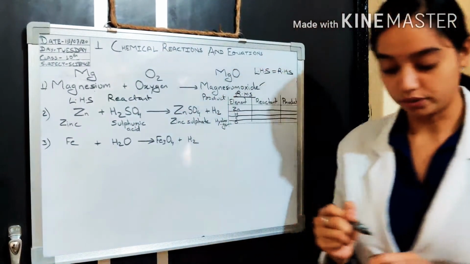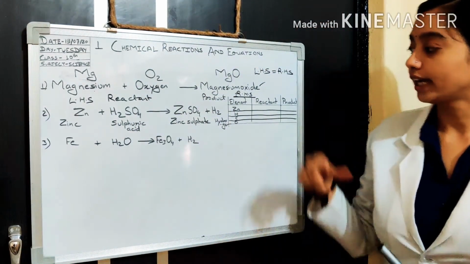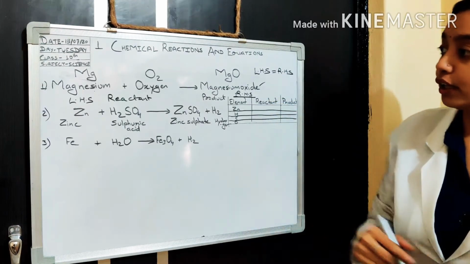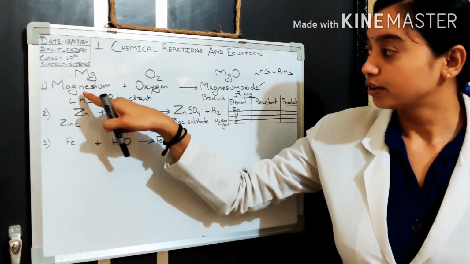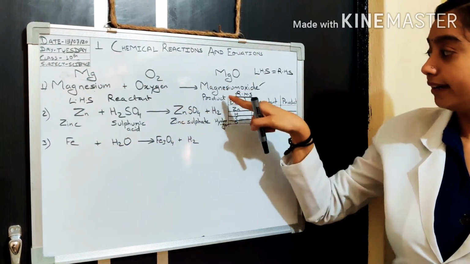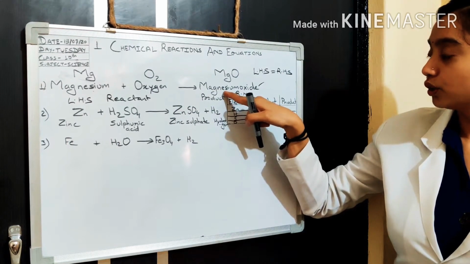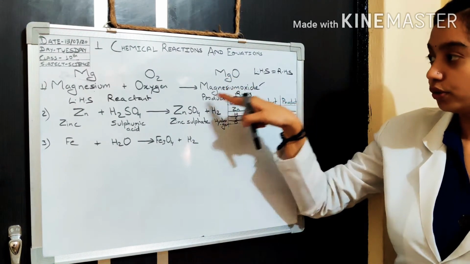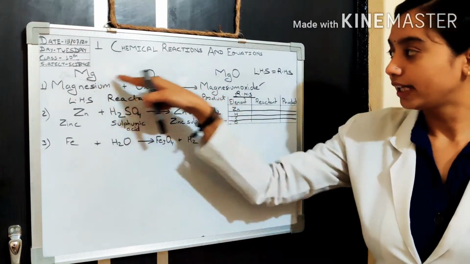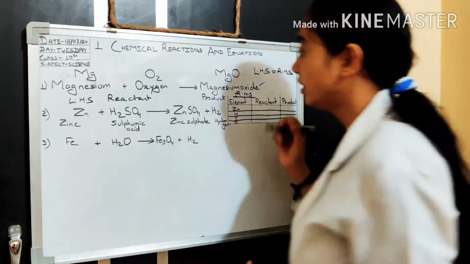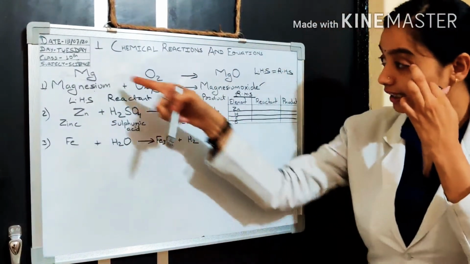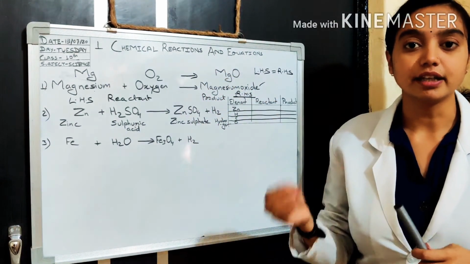I have already told you that we can represent a chemical equation with the help of symbols. So what are the symbols? The magnesium symbol is Mg, the oxygen symbol is O2, and the product forming here has the symbol MgO. So this is the symbolized form of the chemical equation. It is very easy to represent a chemical equation in a short form, and it is an easy way to discuss it in theory.